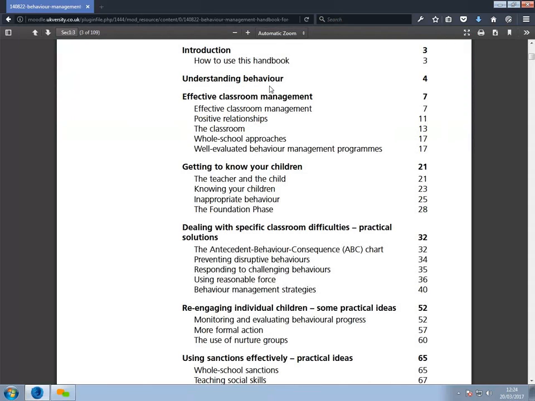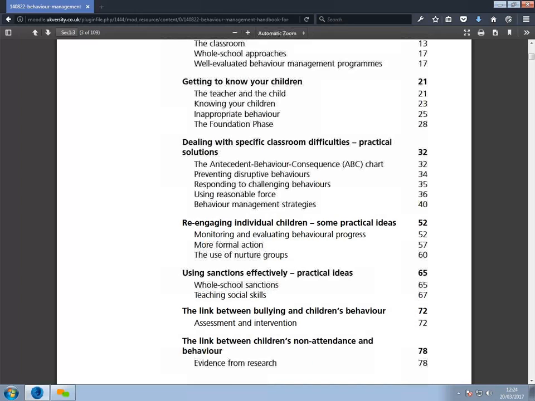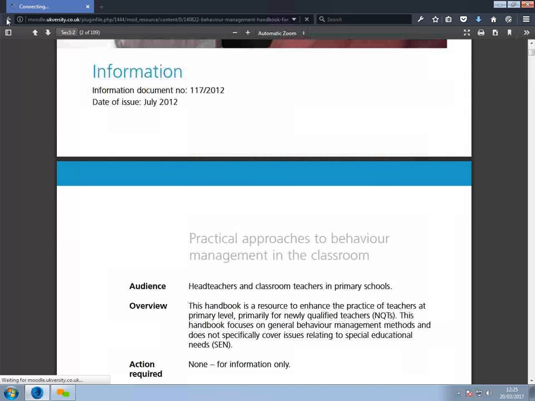Effective classroom management, again, understanding behaviour, getting to know the children, things you've already mentioned, to know your students, dealing with different specific difficulties. Individual children, as I said, dealing with individuals on an individual level. Bullying behaviour and the link between non-attendance and behaviour. All of these things are different behaviours that you've got to deal with.